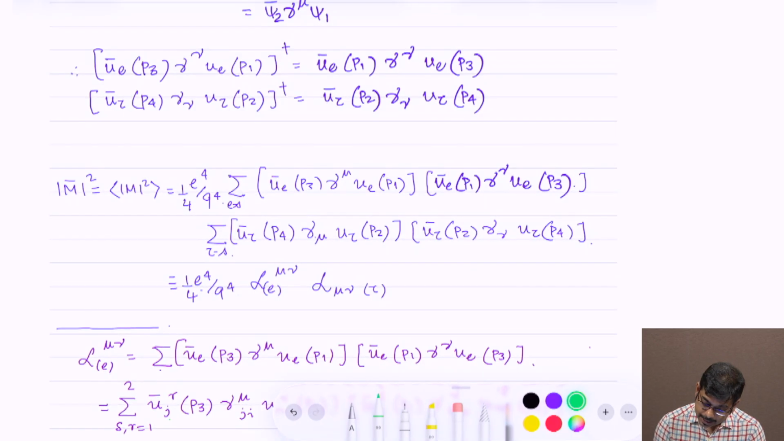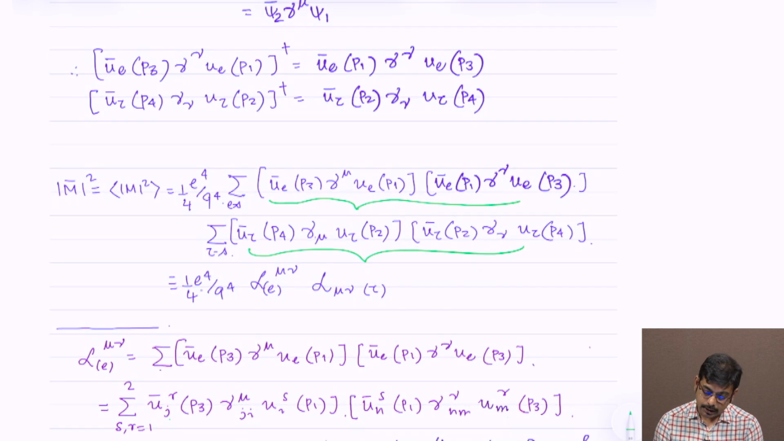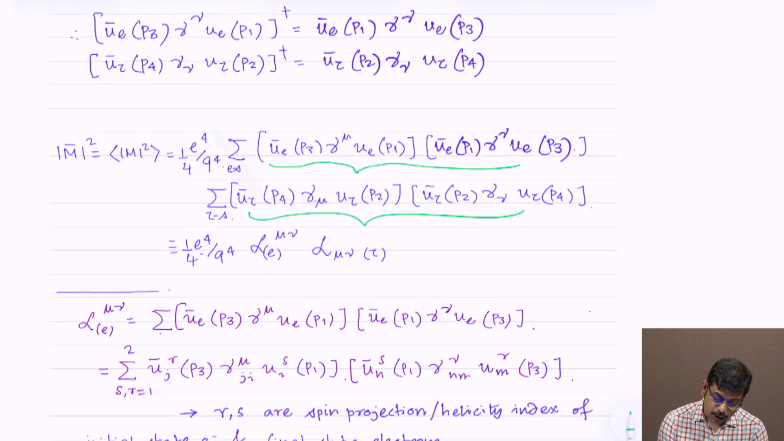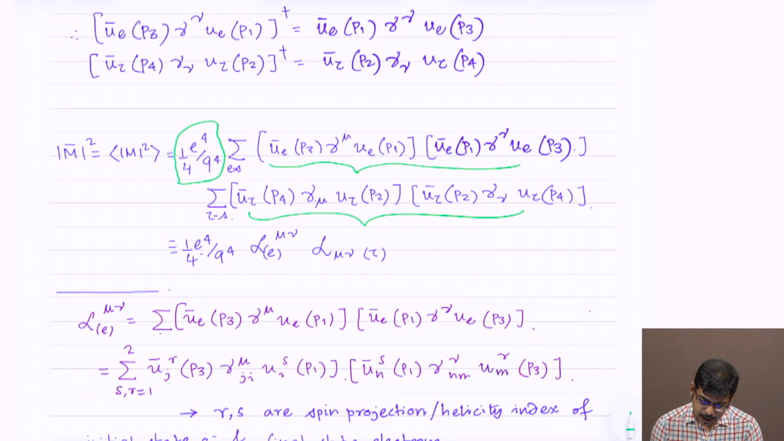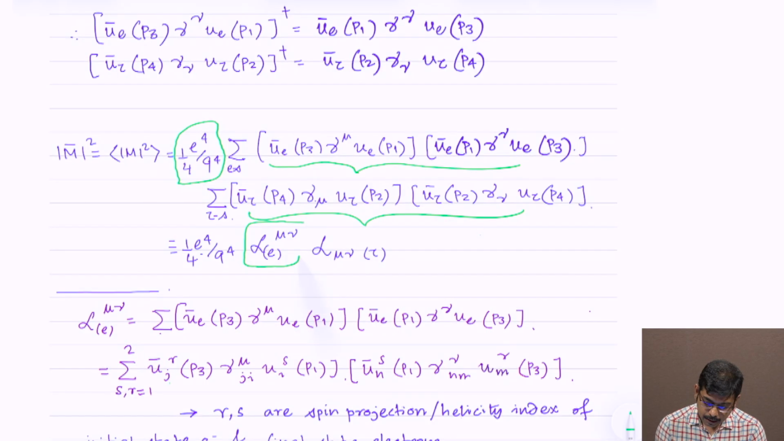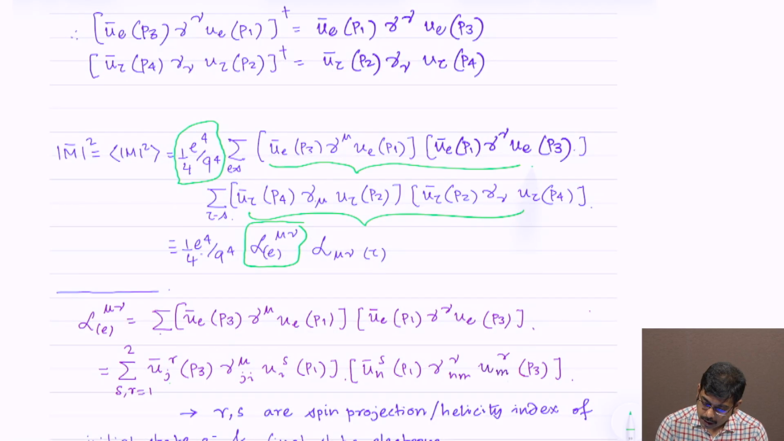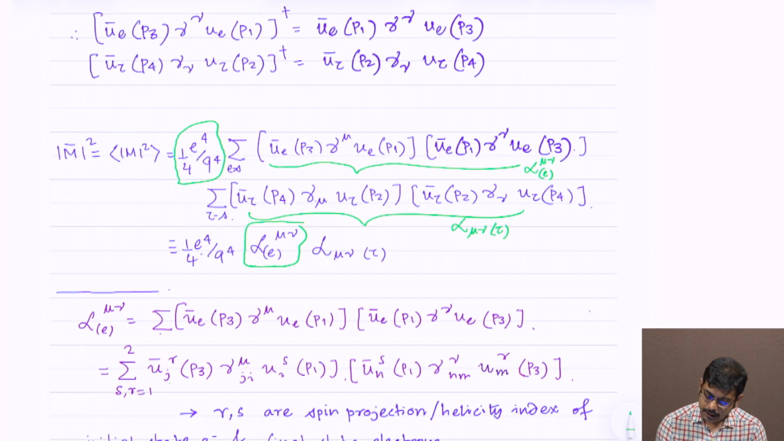Now you can say that these two and these two combine into two quantities. You have not bothered about this previous part, which is already there, 1/4 e^4/q^4, that is obvious. So what you actually have is what you can call L_e^{μν}. You see that there are two Lorentz indices, right, μ and ν. You call this quantity L_e^{μν}, and you call this quantity L_τ^{μν}. So then your matrix element looks like this.